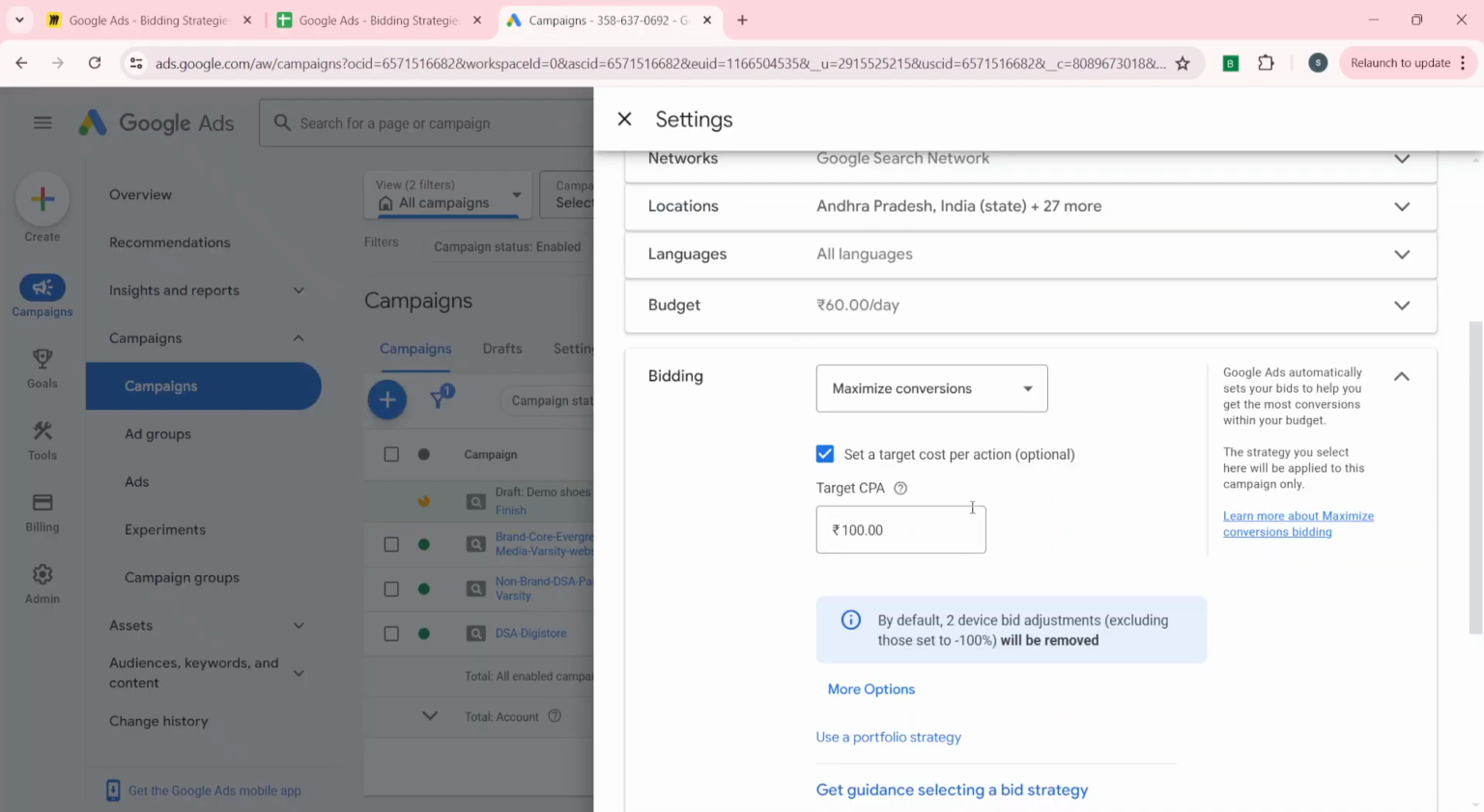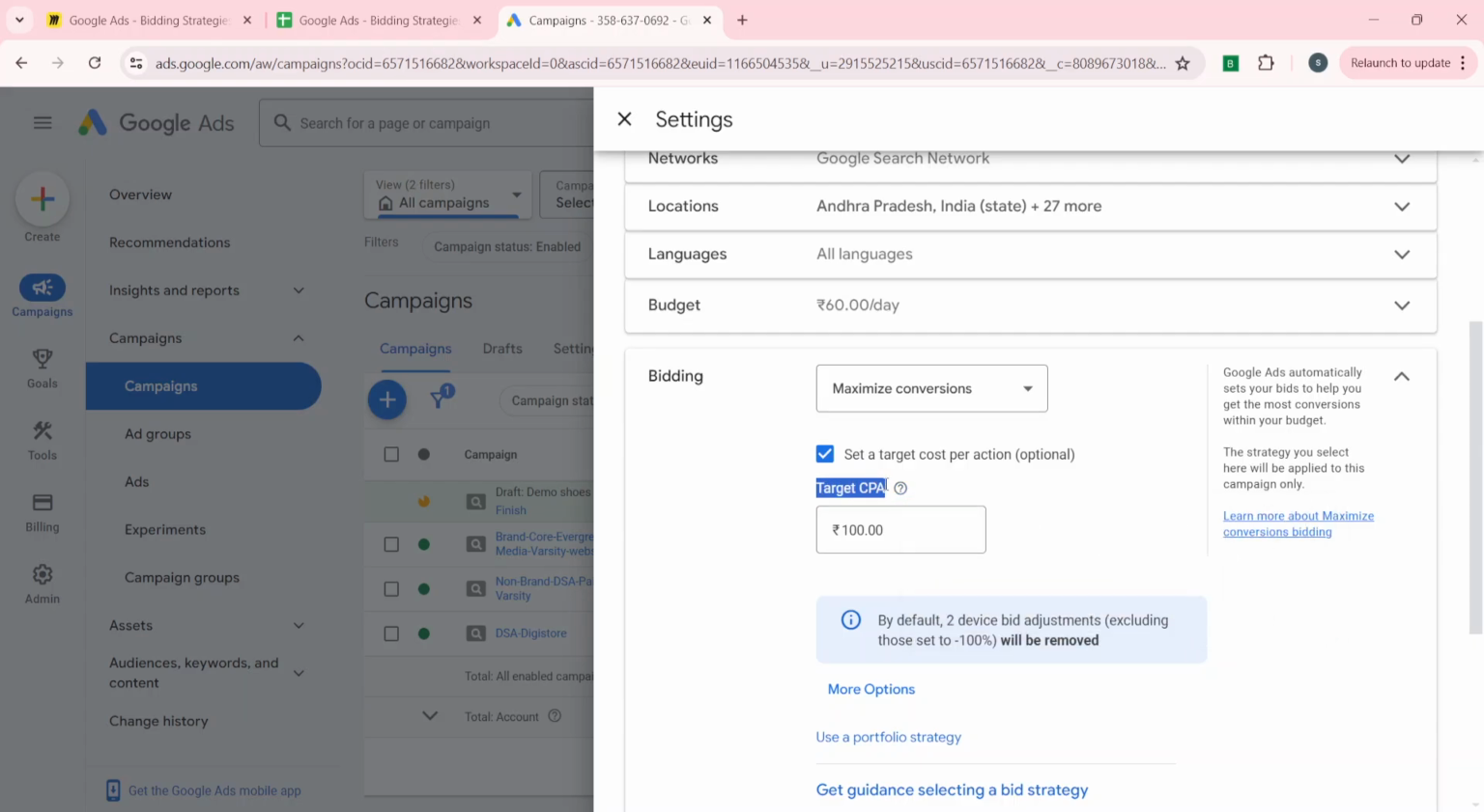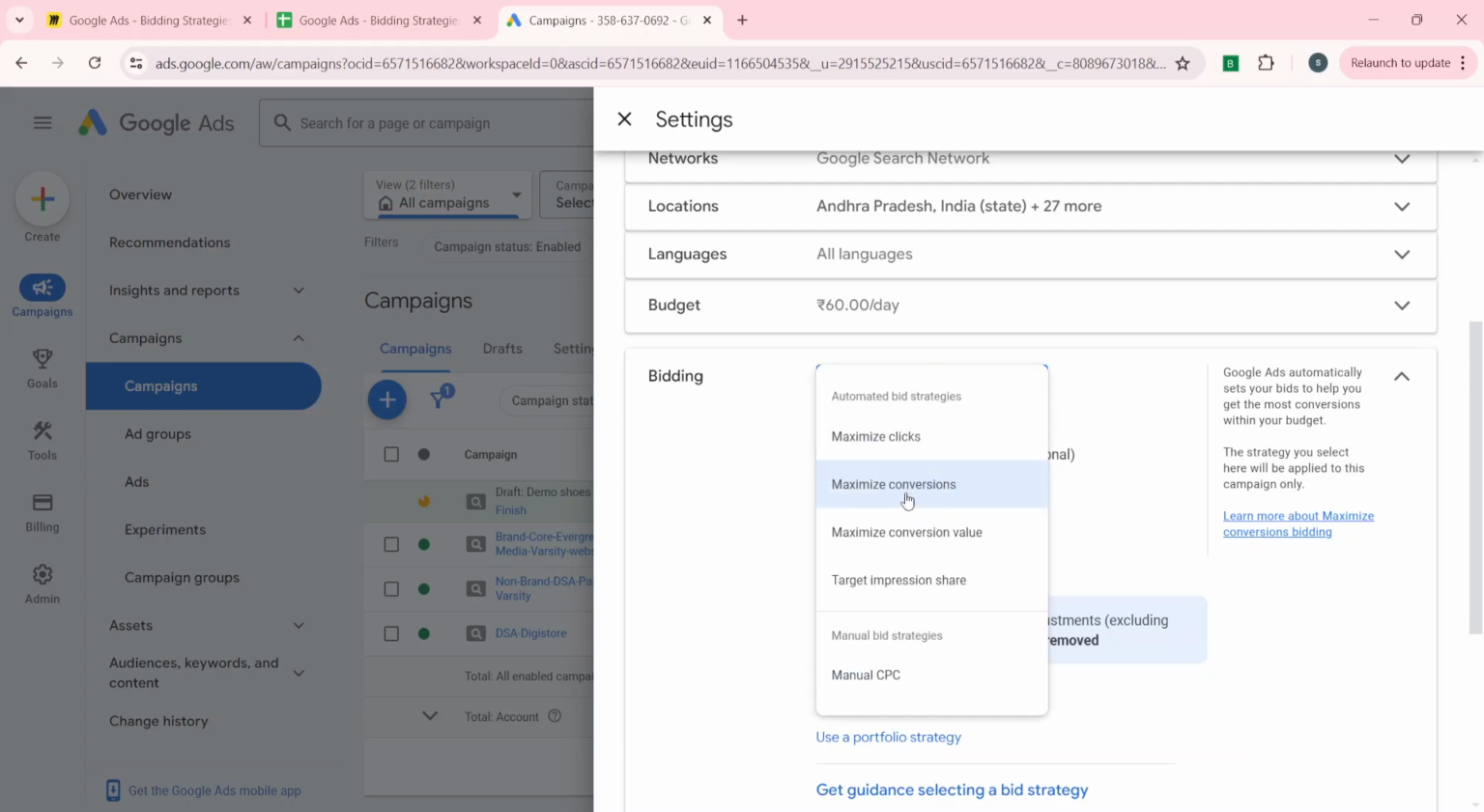So that means if you are keeping any target here, this algorithm will try to achieve that target. That means it will try to give the conversions below this target CPA. What you are saying here is that you will not be paying more than 100 rupees per conversion. That is what this TCPA is. So I hope you are getting this right. This target CPA, you can say this as a limit, or you can say this as a target. This is present within this maximize conversion bidding strategy.